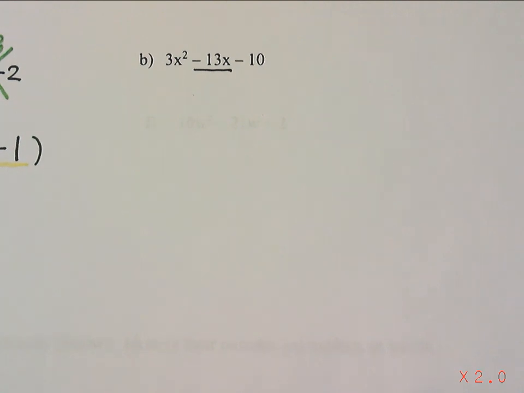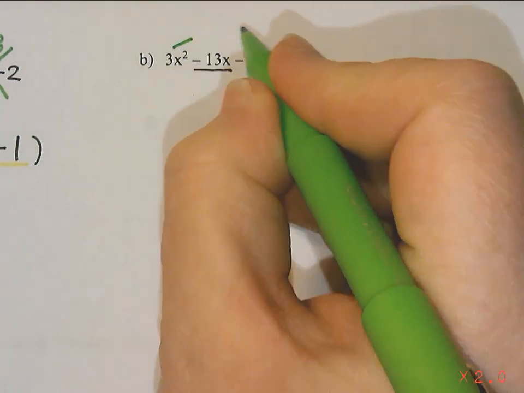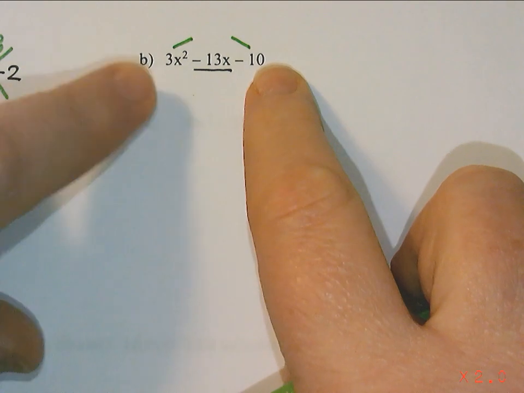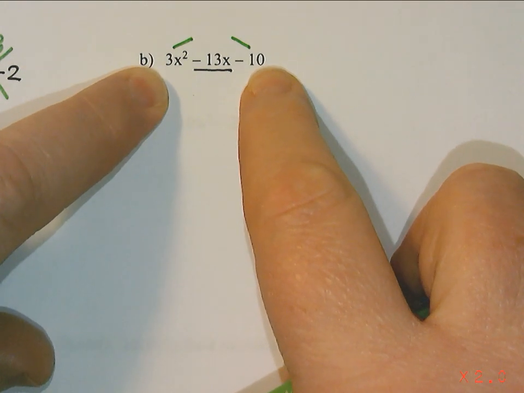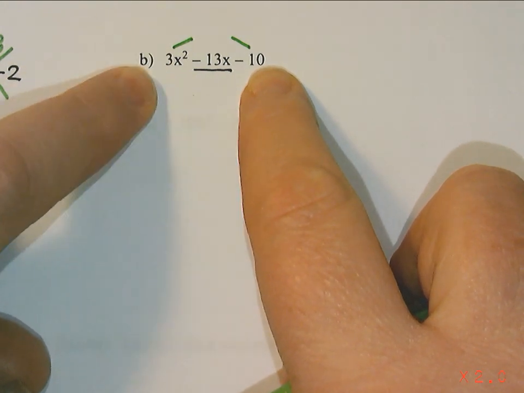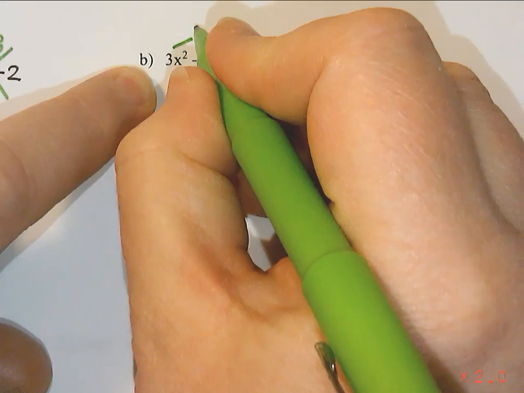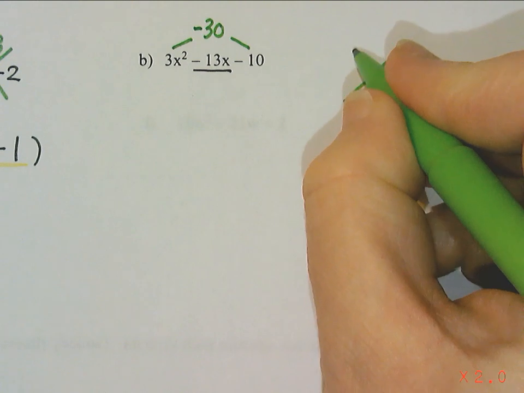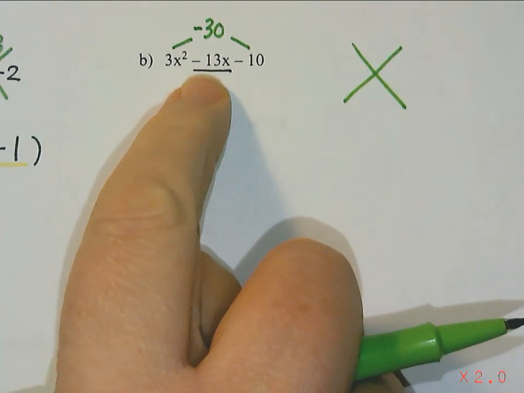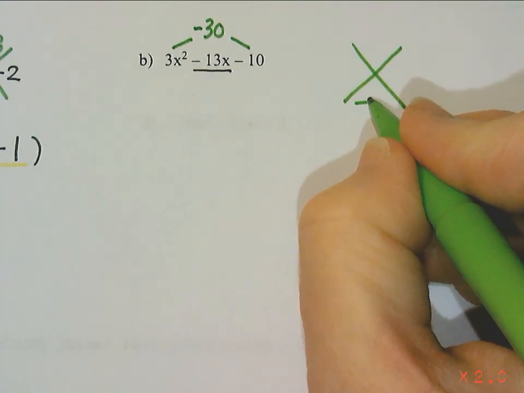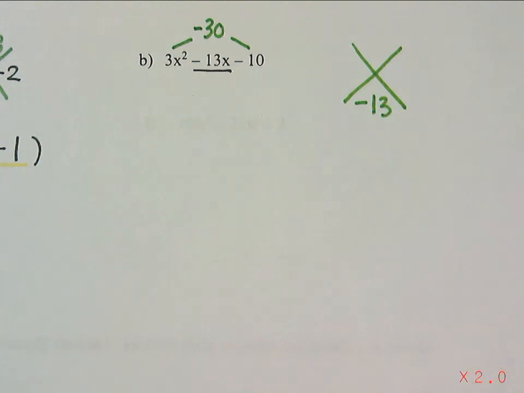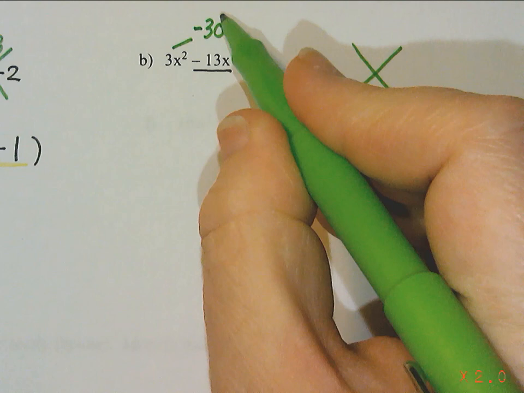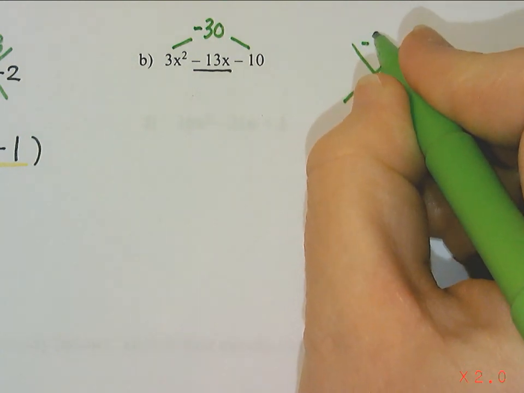In order to help us do that, there is a clue hidden in the question, and that is the first and the last numbers. If I multiply those together, 3 times negative 10 is negative 30. So we are looking for two numbers that we combined to get negative 13x. So they need to add or subtract to negative 13. And they also, as a clue, will multiply to negative 30.